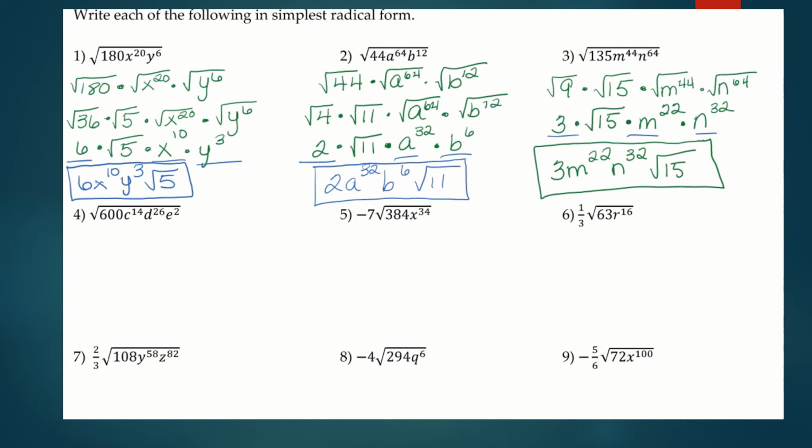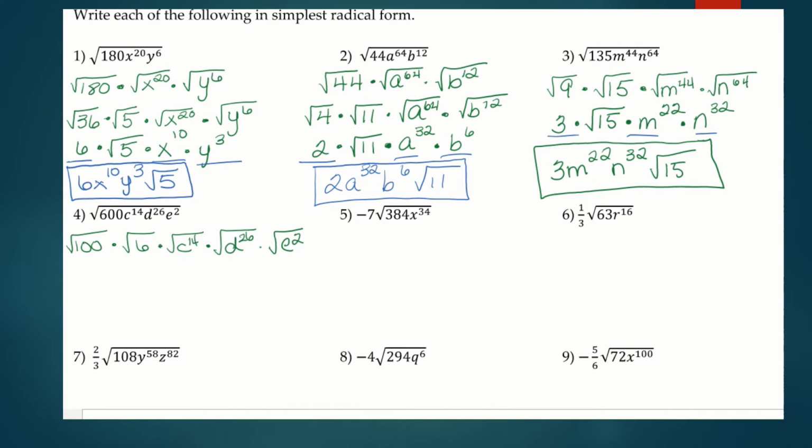Square root of 600, c to the 14th power, d to the 26th power, e to the 2nd. All right, so right away I know that 100 times 6 is 600. 100 is a perfect square, 6 is not. There are no factors of 6 that are perfect squares. So I can break the square root of 600 into the square root of 100 times the square root of 6. Then I'm going to take c to the 14th power and put that underneath its own square root. Same with d to the 26th power and e to the 2nd.